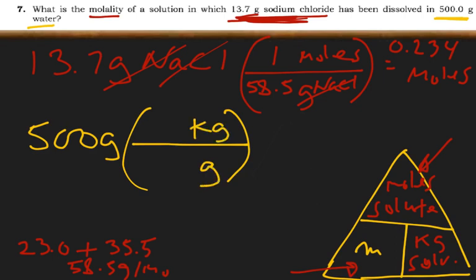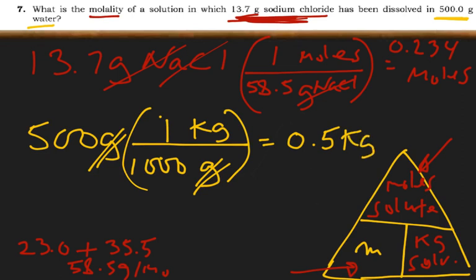Kilograms goes in the top. We know that 1 kilogram is a larger guy. 1 kilogram is 1,000 of these guys. All right, 1,000 grams. The grams and the grams cancel. 500 times 1 is 500, divided by 1,000. That would give us 0.5 kilograms of solvent water.